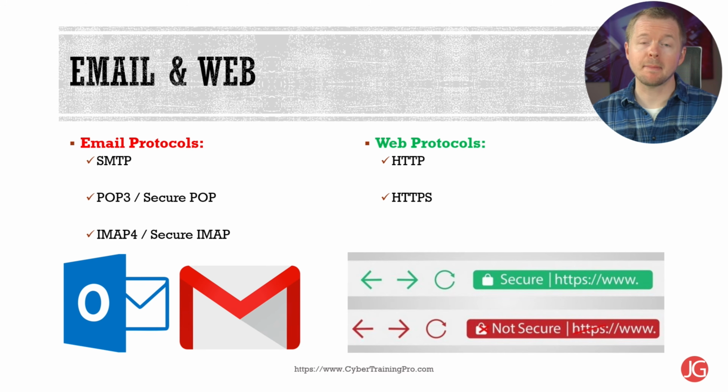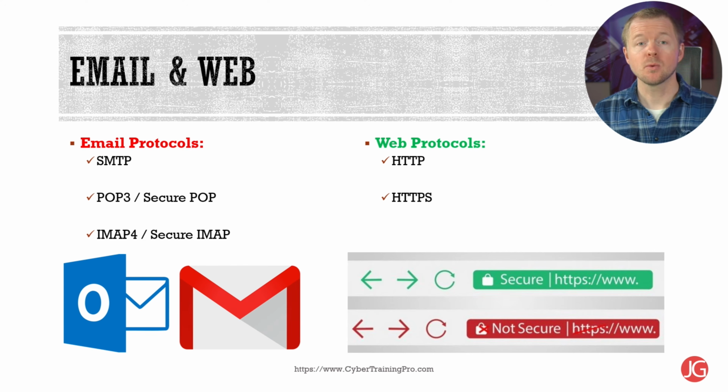Email and internet or web access are very common in almost every organization today. Think about how often you use these on a daily basis. Email protocols that you need to know about include SMTP, or the Simple Mail Transfer Protocol, which is used to transfer email between SMTP servers and clients. SMTP uses TCP port 25 for unencrypted email and TCP port 587 for email that's encrypted using TLS.